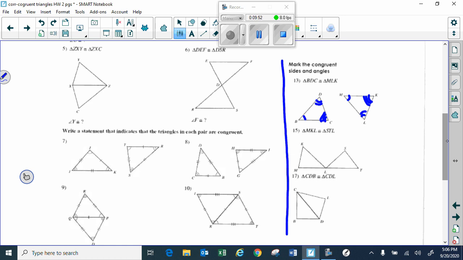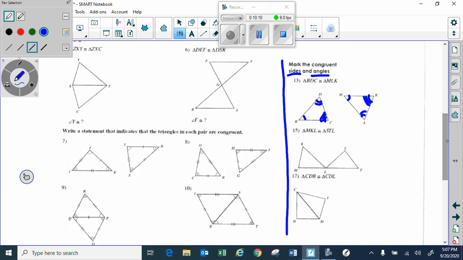All right, so there I did the 3 angles, but don't forget, it says mark the congruent sides and angles. I've only done the angles. You've got to do the sides also. So there's 3 of each. It's a triangle. It's 3 and 3, total of 6 parts. If it was a quadrilateral, you'd have 4 and 4 for a total of 8 parts.